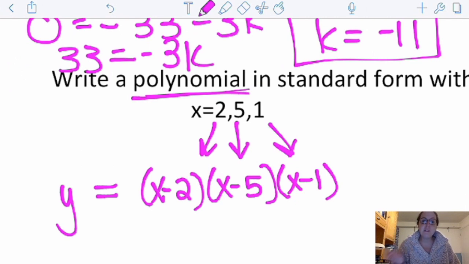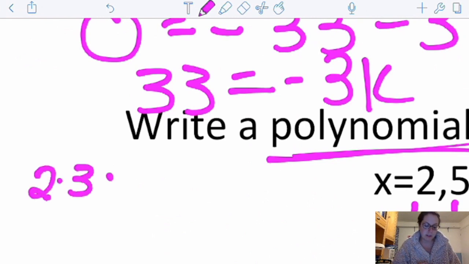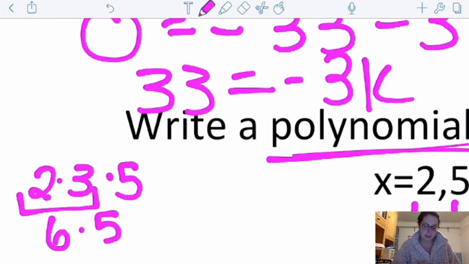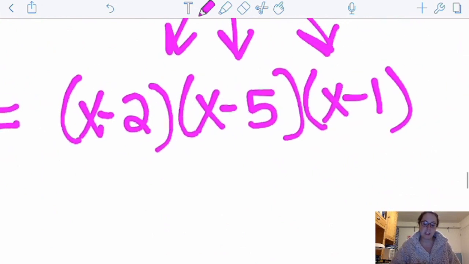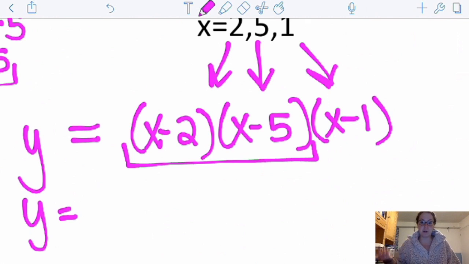To multiply 3 things together, always imagine a simpler problem if you need to. Think if I was doing 2 times 3 times 5. First, you do 2 times 3 and get 6, and then you'd multiply that by 5. It's the same thing we're going to do when we multiply polynomials. So I'm going to multiply these 2 together first. And it doesn't matter which 2, choose any.